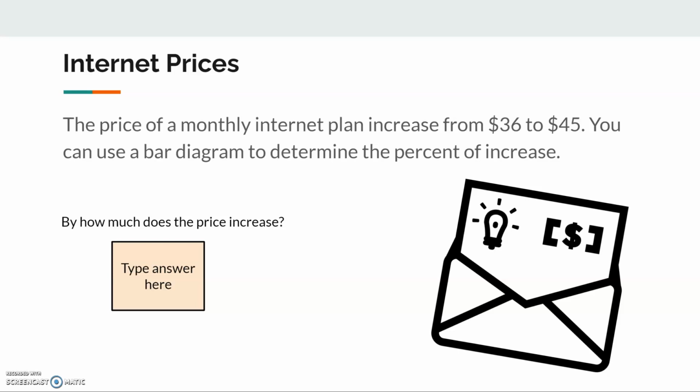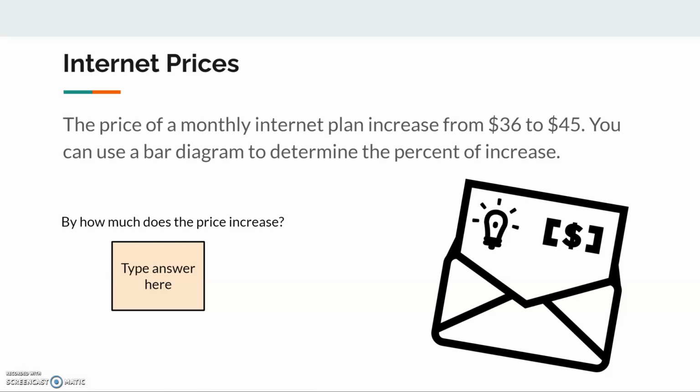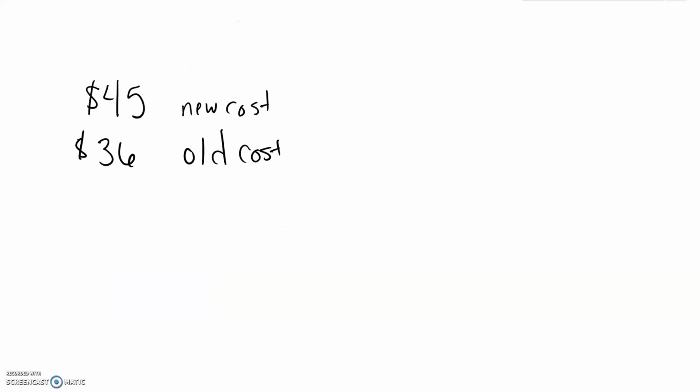All right, so we're going to do another problem here. The price of a monthly internet plan increases from $36 to $45. You can use a bar diagram to determine the percent of increase. By how much does the price increase? All right, so we know we have a $45 new cost on $36 old cost.